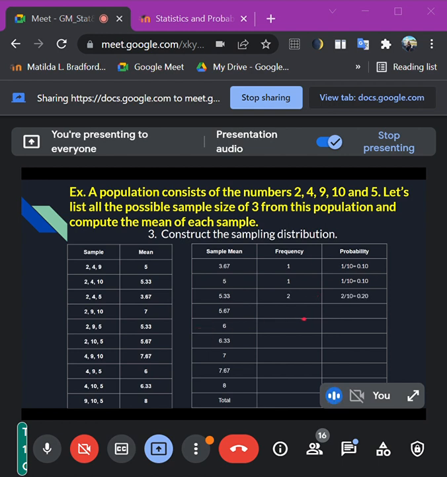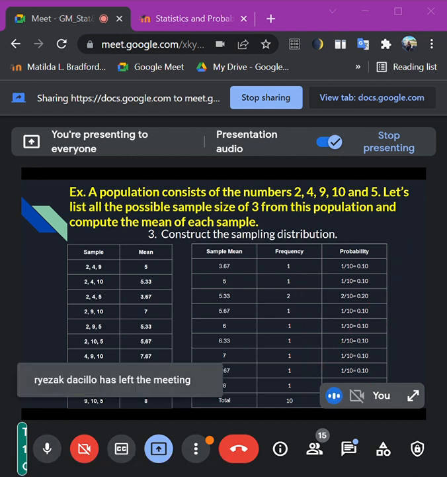And then, for 5.67, we have 1. 6, kay 1 lang gihapon. 6.33, we have only 1. 7, we have 1. 8, we have 1. So, if mo na siyang i-add tanan frequency, that is 10. Probability is equivalent to 1.